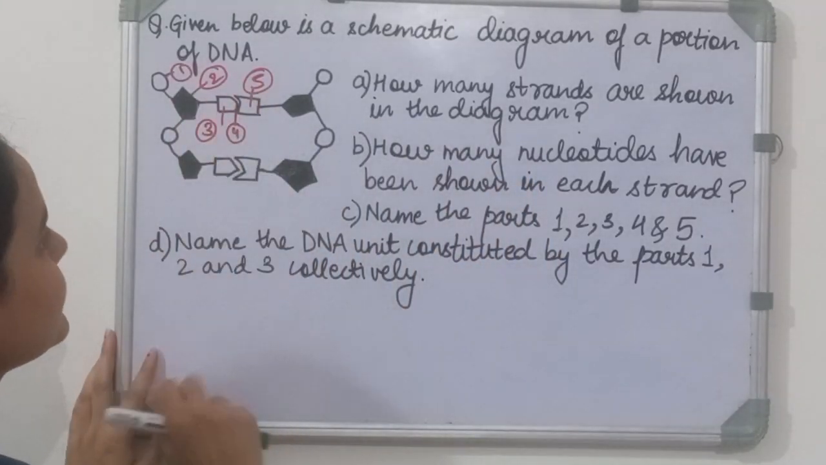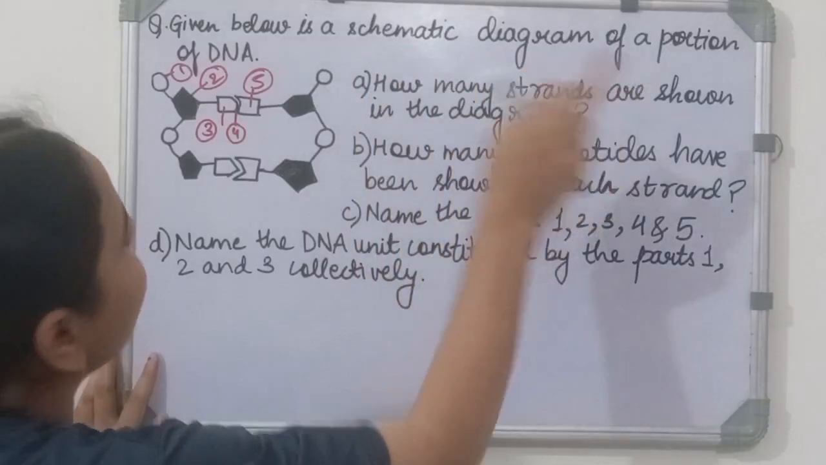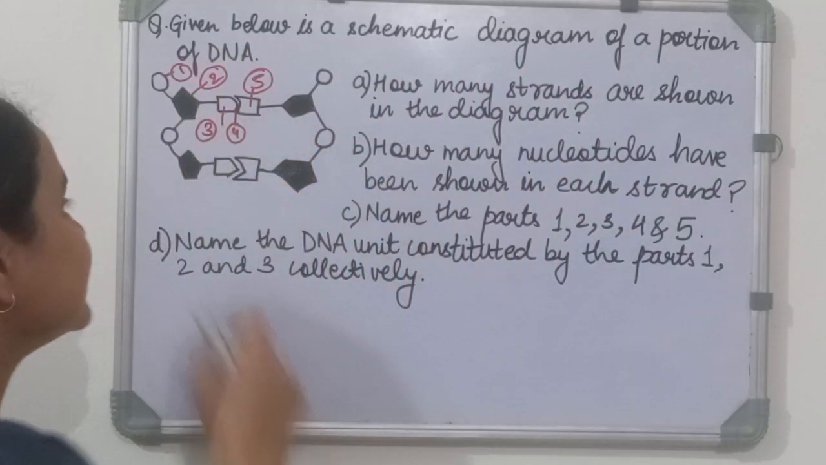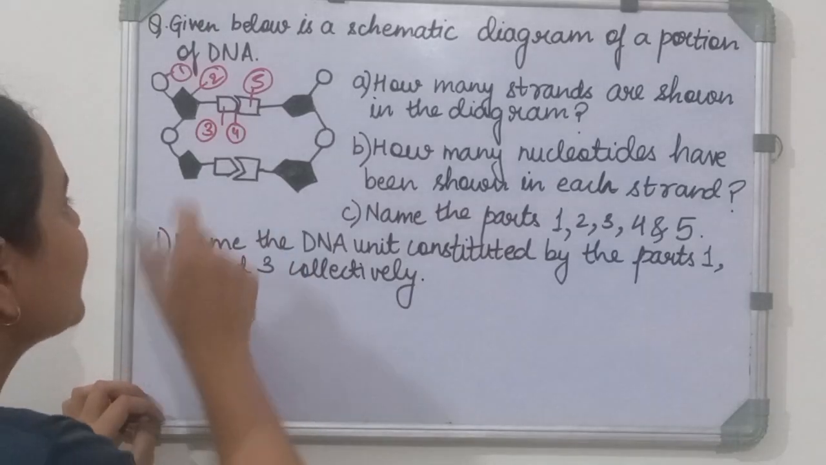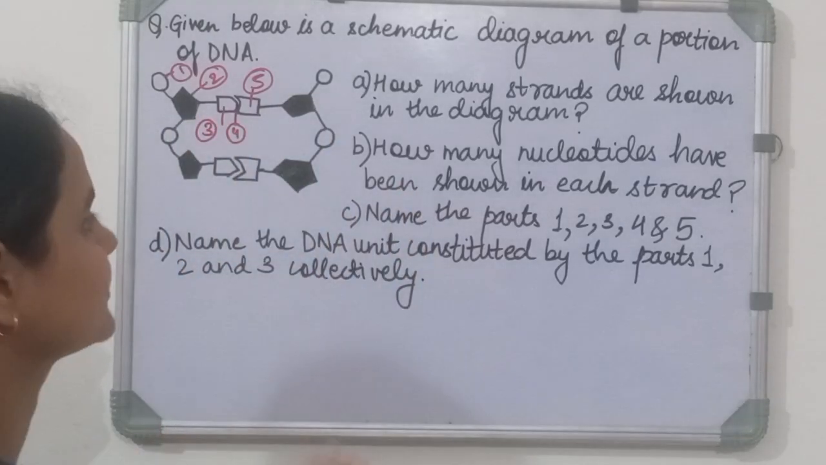This is the first question. The question says, given below is a systematic diagram of a portion of DNA. So this is a portion of DNA. We can see two strands, okay? Two strands composed of nucleotides. So let's begin the questions, okay?